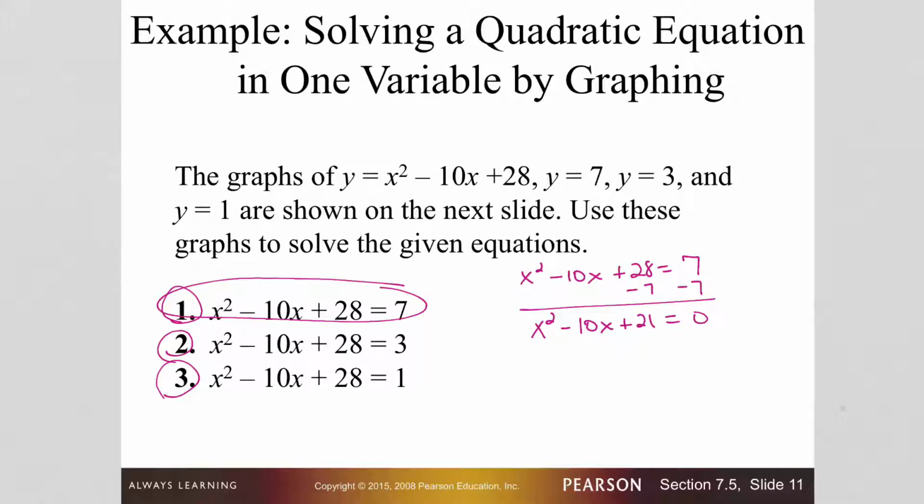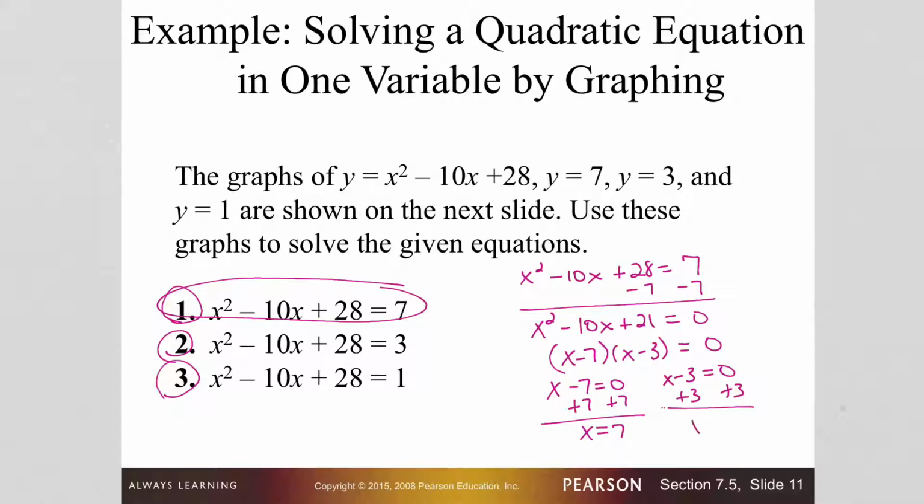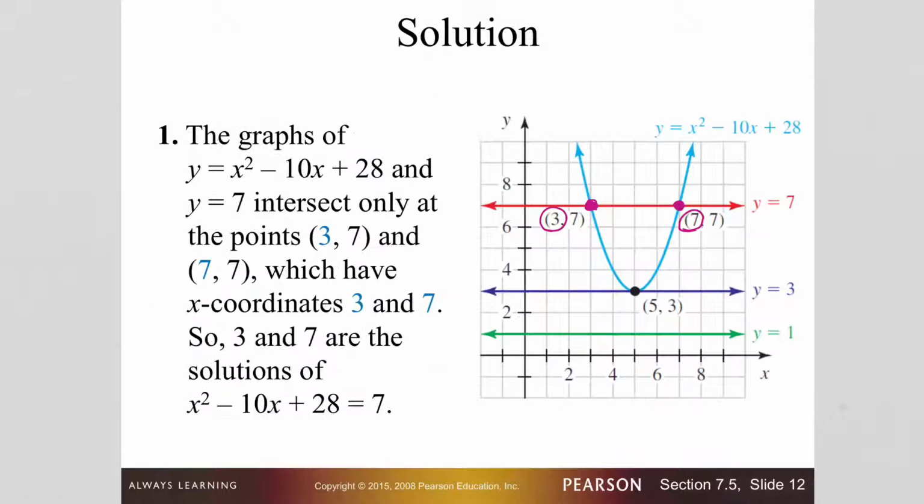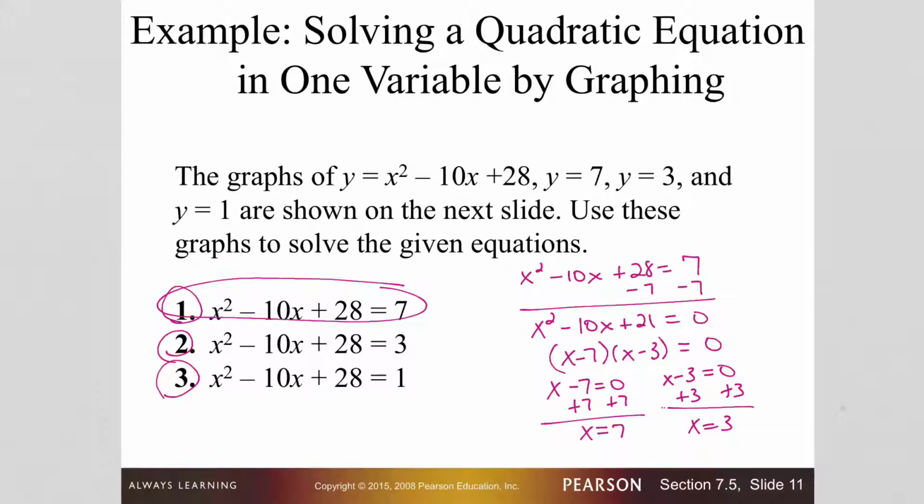So now I'm going to factor the left side. So I wind up getting x minus 7, x minus 3, because when I add those together I get negative 10. And now I'm going to set each of those parentheses equal to 0. And I'm going to solve. Look at that. x equals 7. x is equal to 3. Well, that's what I was hoping I would get. I was hoping I would get 3 and 7. That's exactly what I got.